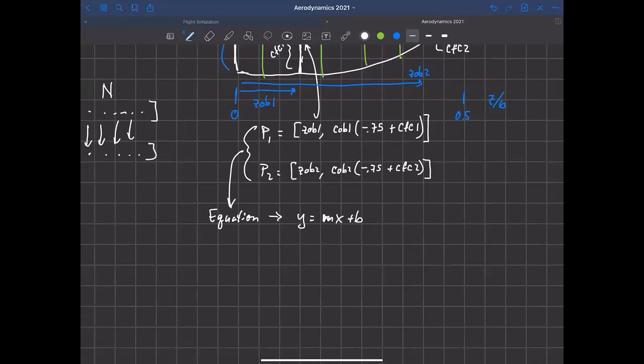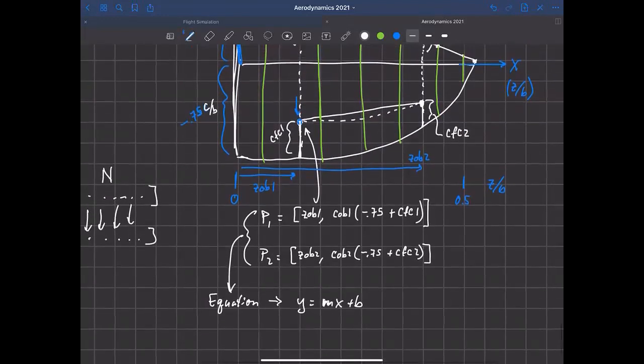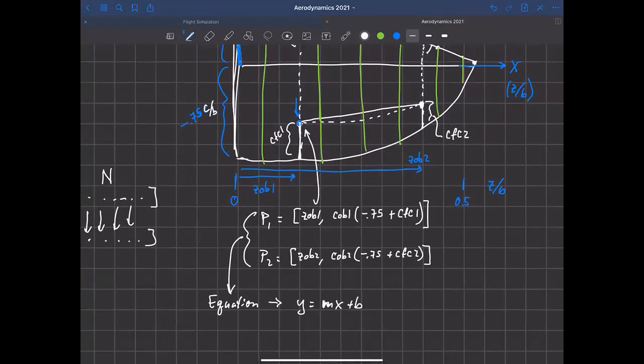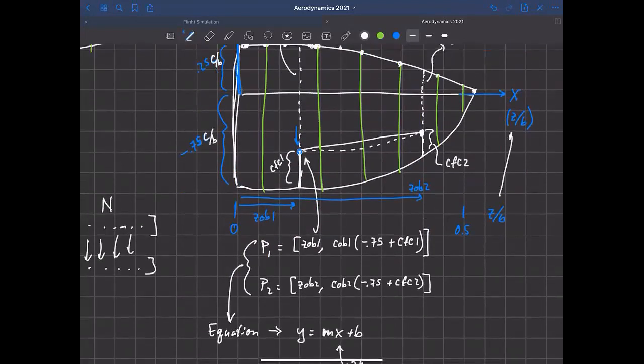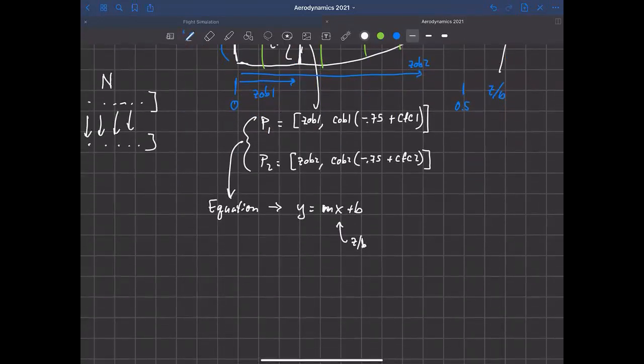So I can put that in that form there. And now I can compute the value of this equation at any z over b location. Now x really here is z over b, right? That's what we're using, that we already talked about. Those are equivalent here, x and z over b. So really this is y equals m times z over b plus b.